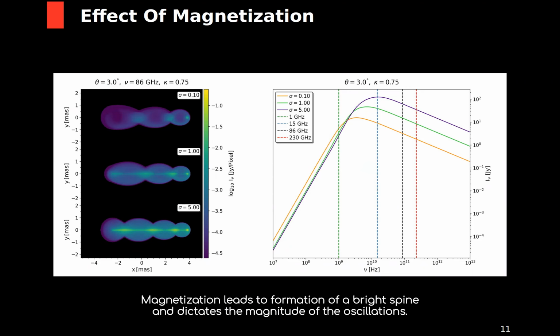And over here, there was a direct dependence. So the more magnetized jet will have higher emission in the optically thin part, because there will be a strong contribution from the spine. But if you have a jet which is very low in magnetization, the final emission will be very less.